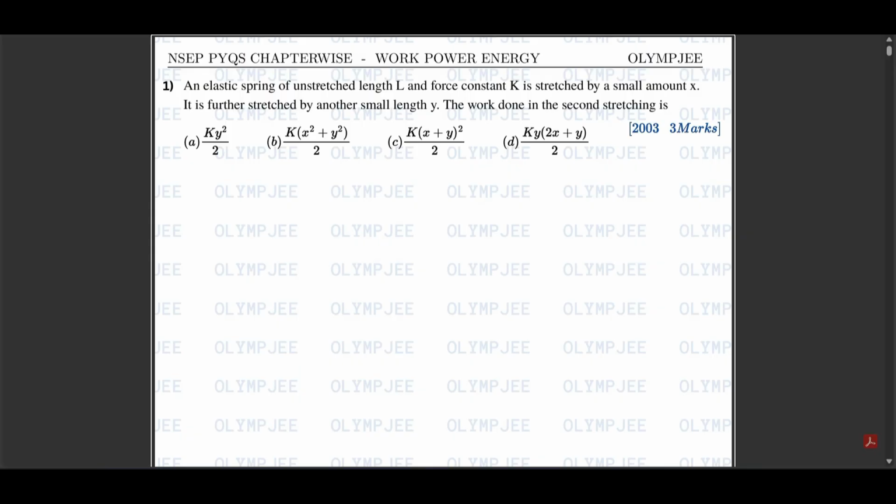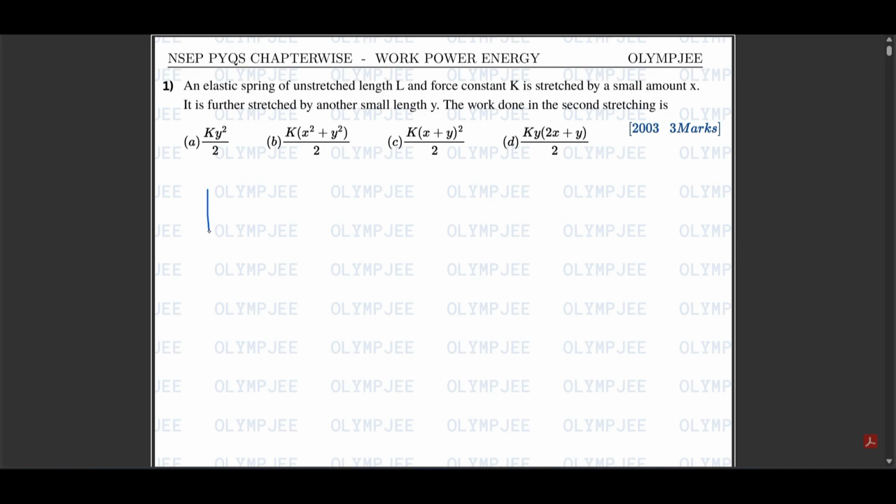This is part 1 of NSEP PYQ solutions of the chapter Work Power Energy. So let us start with the first question. It says that an elastic spring of unstretched length capital L and force constant K is stretched by a small amount x. It is further stretched by a small amount y. So the work done in the second stretching is asked.